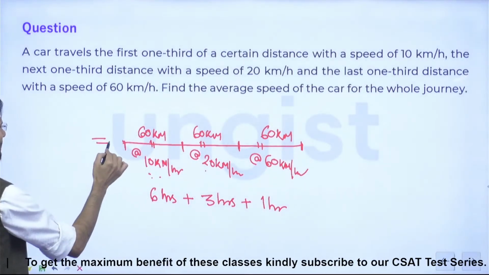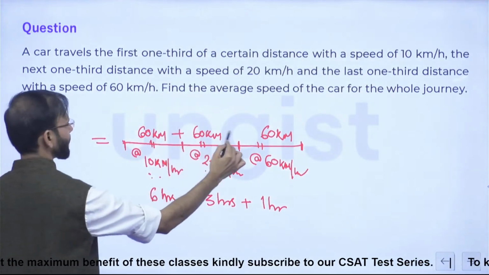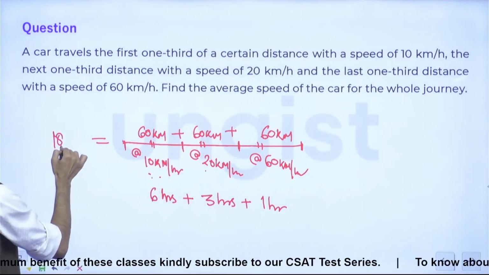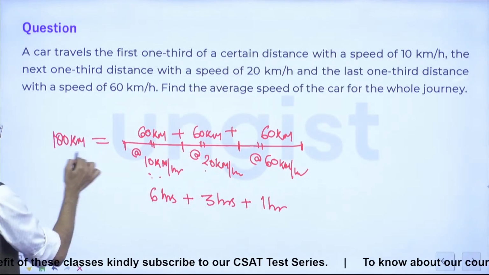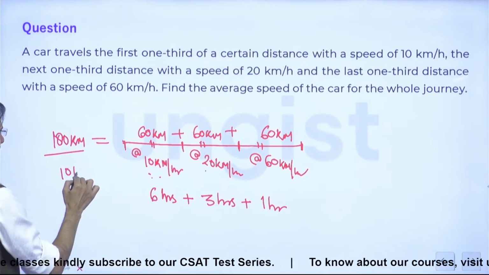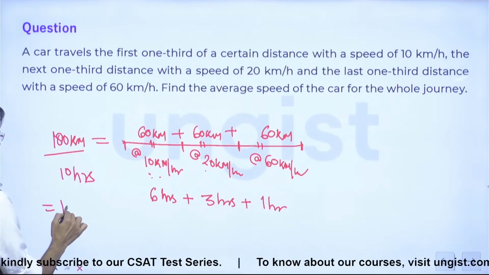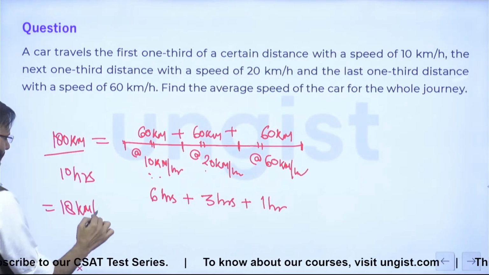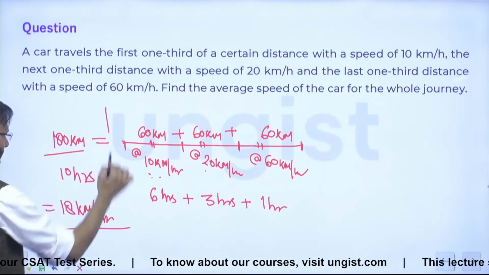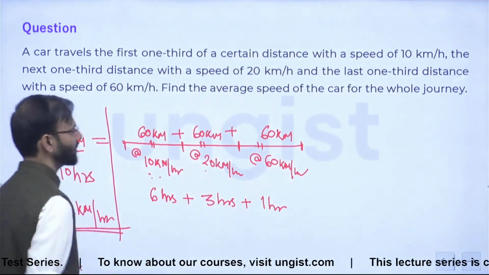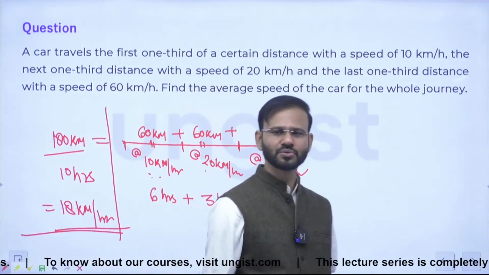What is the total distance covered? 180 kilometers. What is the total time taken? 10 hours. What is the average speed? 18 kilometers per hour. See everybody, this concept will help you a lot to solve these types of questions.